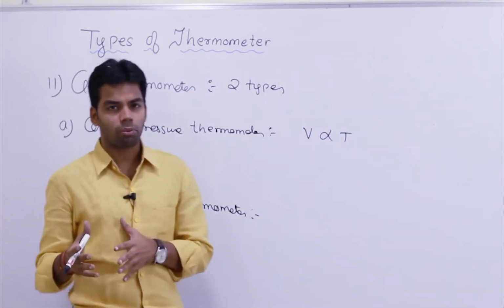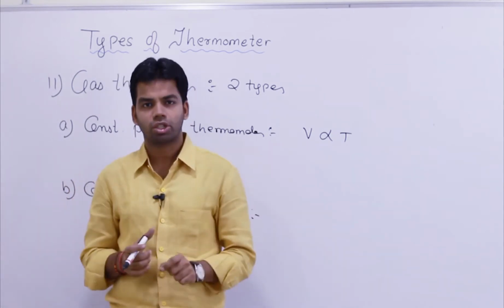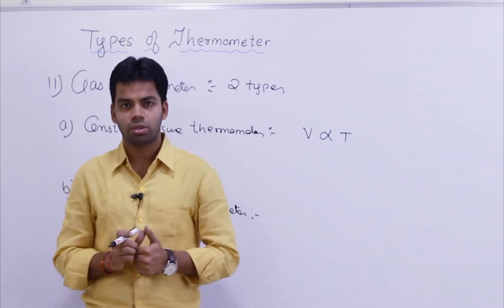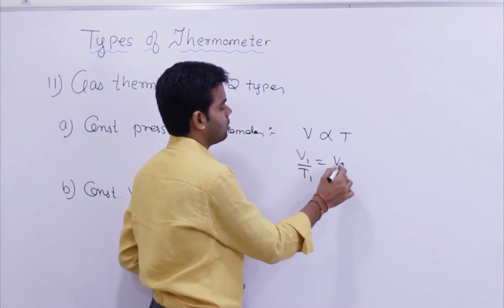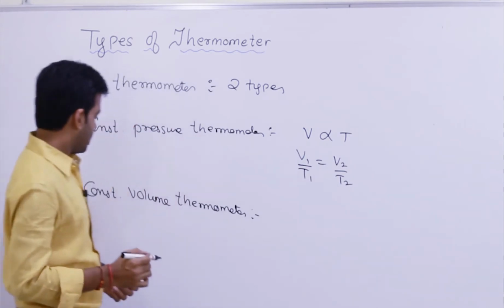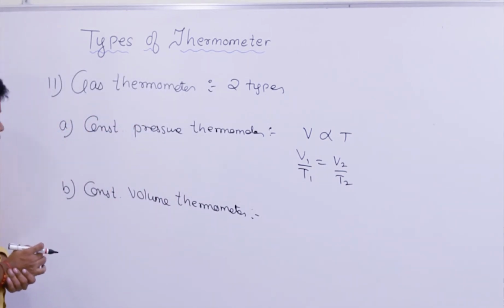Obviously the thermometric property used here is volume. In a constant pressure type thermometer, the thermometric property used is volume. That means from here we can write it as V1 by T1 is equal to V2 by T2. Getting this? Similarly, the second type of thermometer is the constant volume type thermometer.